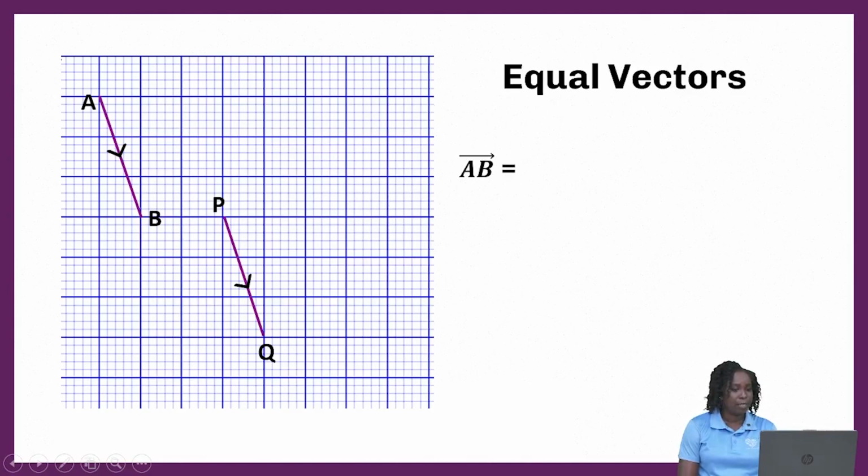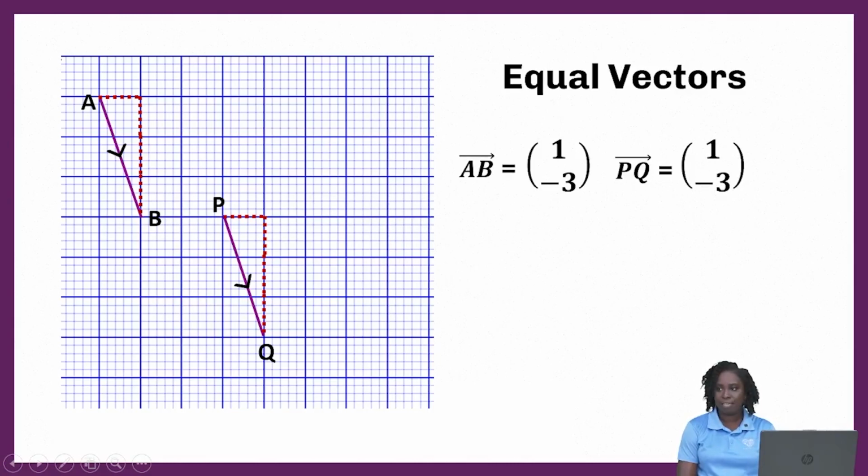So continuing, let's take a look at AB. What would AB be described as? We would move to the right 1 and down 3. This is our vector from previously, right? So that's 1, negative 3. And let's take a look at PQ. PQ would have moved to the right 1 and also down 3. Now, we already knew they were equal because we talked about the definition of what it means to be an equal vector. And so it's safe to now say that AB is equal to PQ, which is equal to 1, negative 3.